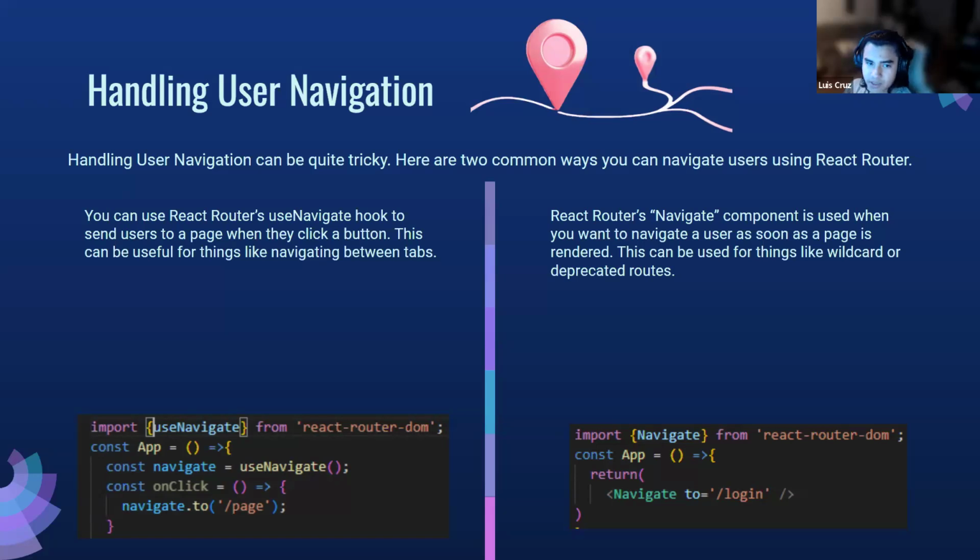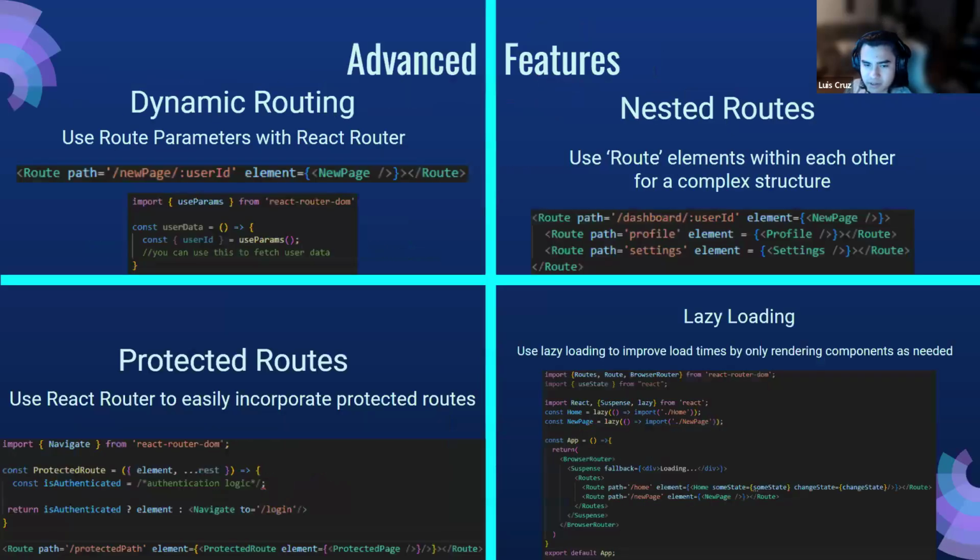On the other hand, the Navigate component is designed for scenarios where you need to redirect users as soon as a page is rendered. For instance, you might use Navigate to handle deprecated routes or wildcard routes, ensuring that users are automatically redirected to the correct location without any extra steps. I'll be addressing another use case for the Navigate component shortly, so keep this component in mind as we move forward. Understanding these tools and knowing when to use them will help you create more dynamic and responsive navigation experiences in your applications. Now that we've covered the basics, let's dive into some of the advanced features that make React Router such a versatile tool.